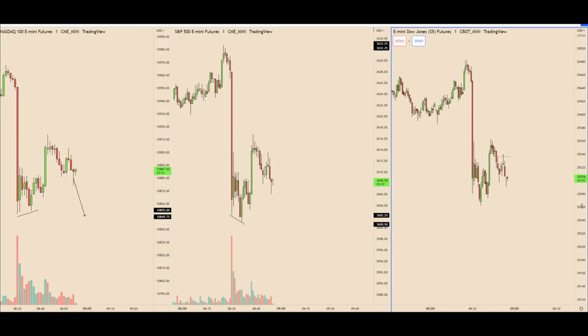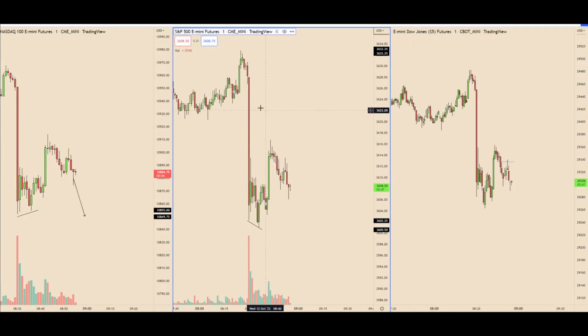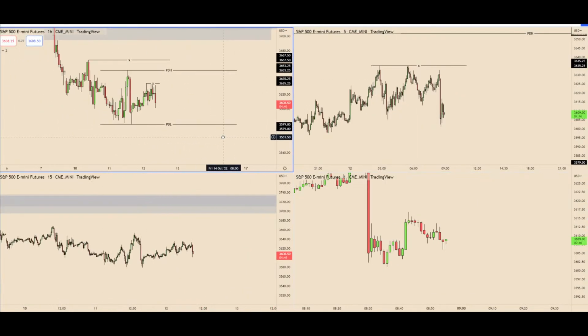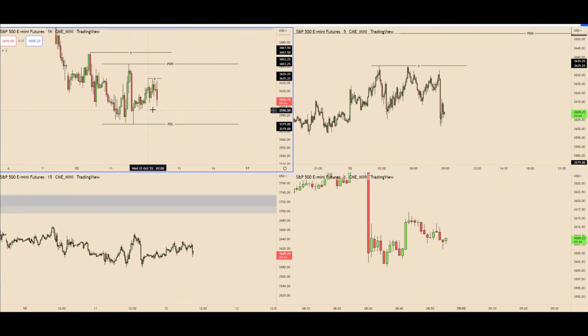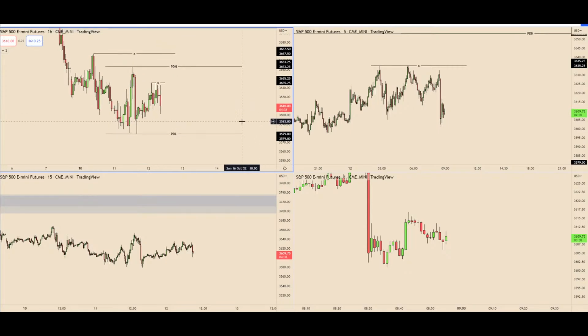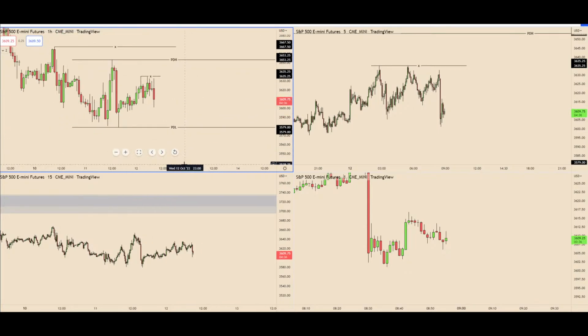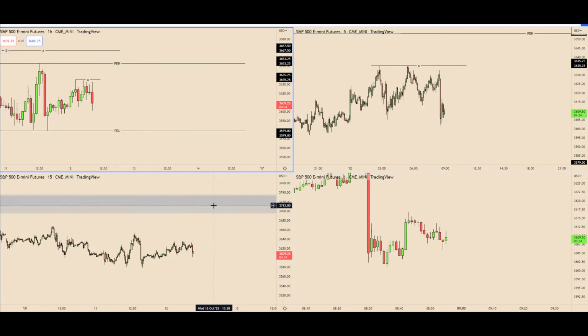I do care about midnight opening price, but on news days it's a lot harder. But I'll mark it out. I just know that midnight opening price is down here, right there. I'll mark it out. Usually I just use it as like a discount and premium type deal.